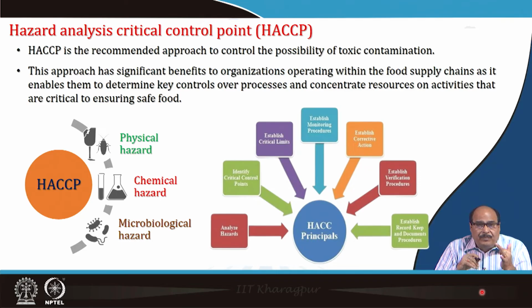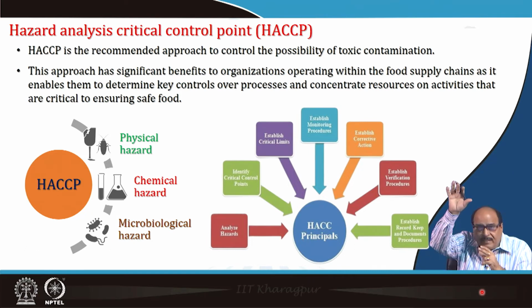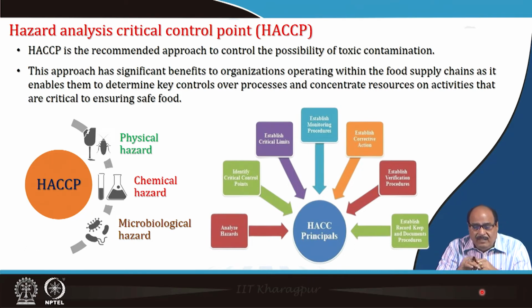whether physical, biological, chemical, etc., and then identify the critical control points in the process chain or in the value chain, establish the critical limit, establish a monitoring process, establish corrective action, establish a verification procedure, and finally establish record keeping and documentation practices. So, these are the 7 steps of the HACCP implementation protocol.